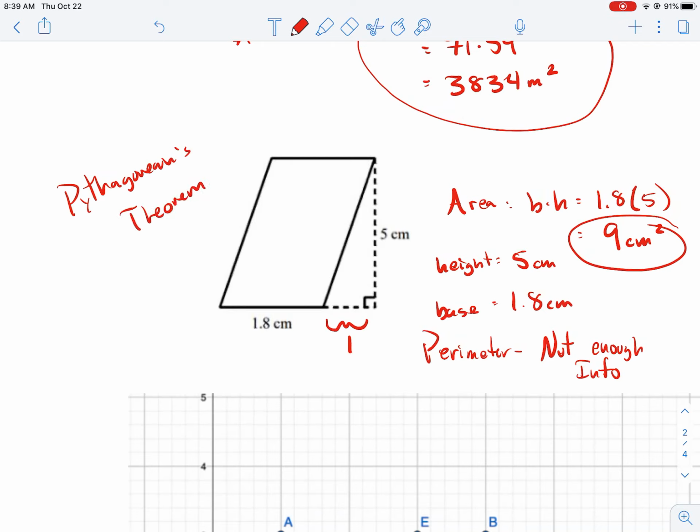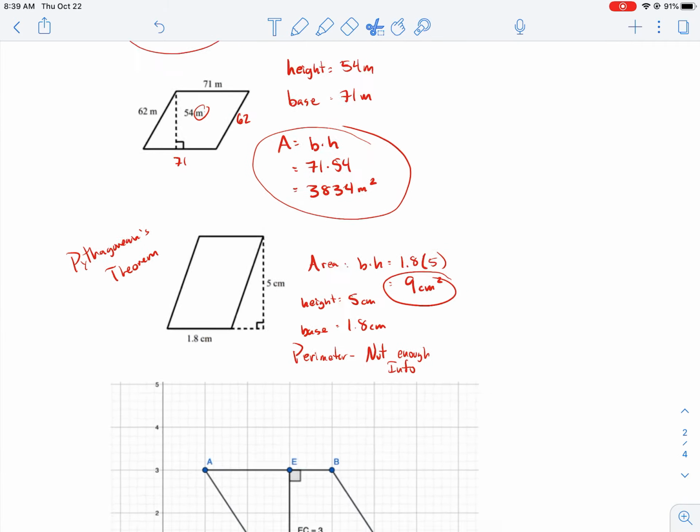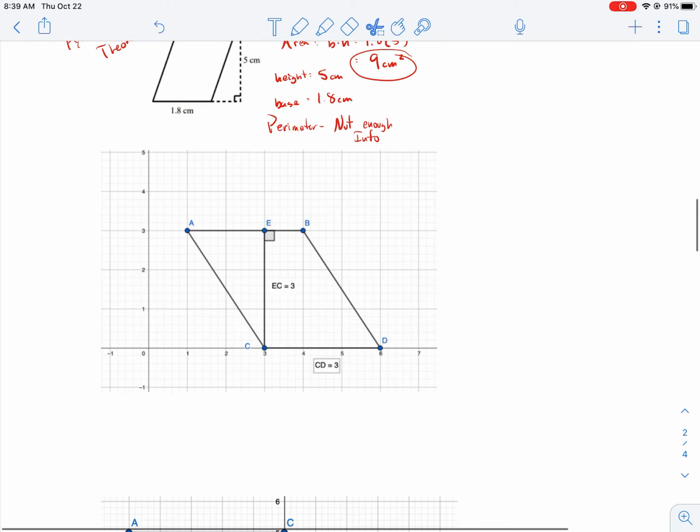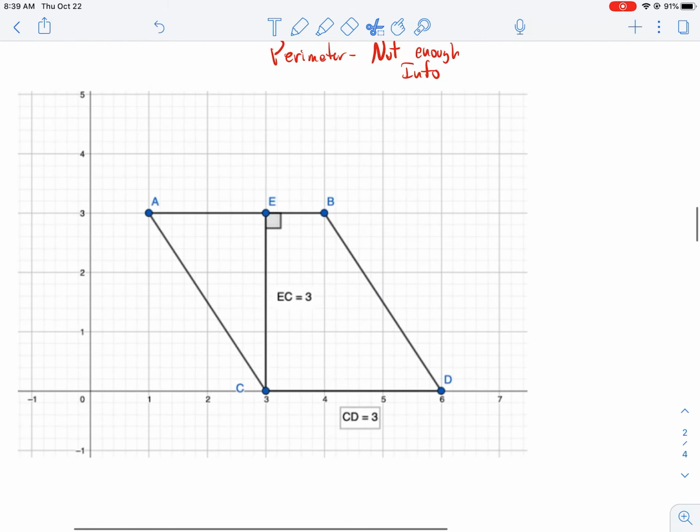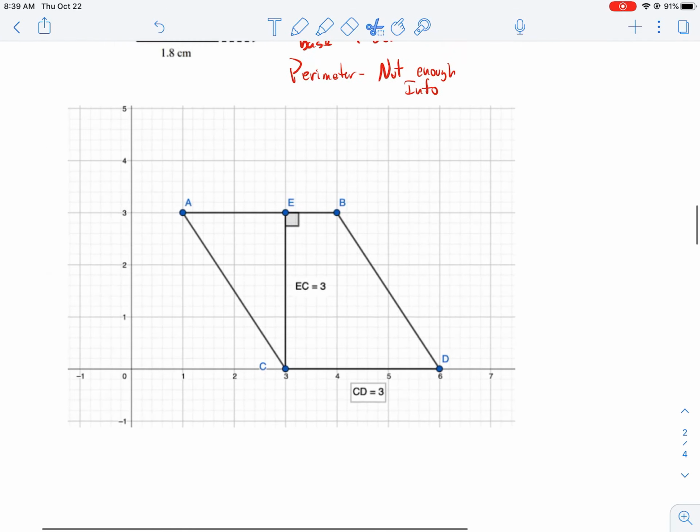Okay, because we have a right triangle here. But again, we don't have that information, and so therefore we cannot find our perimeter. All right, let's go down here. Now here, we will definitely be able to find our perimeter and our area. All right, so let's find the area first.